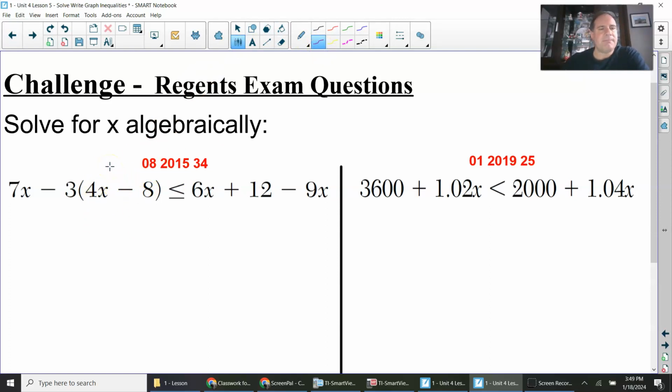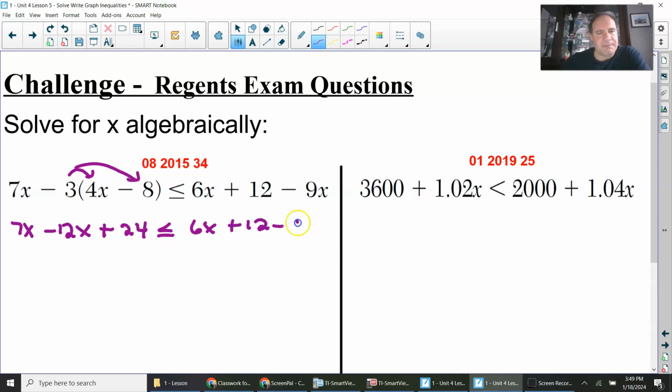One step at a time, do the distributive property on the left side and then rewrite. So you have -3 times +4. That is a -12x. Then you have -3 times a -8. That's a +24. I'm just going to rewrite 6x plus 12 minus 9x. Now, I have 3 terms on each side of this inequality.